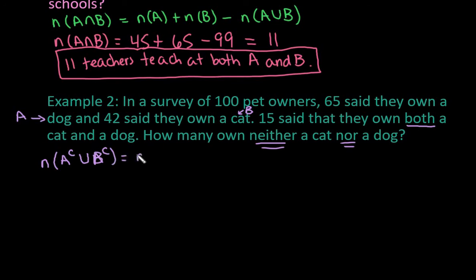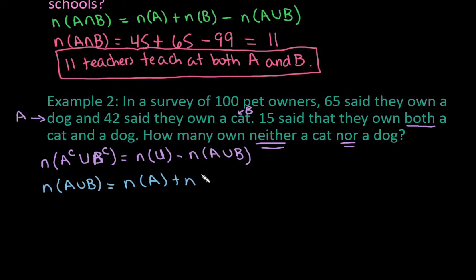is equal to the number surveyed, so that's our universal set, minus the number in A or B. So that's going to be the final step that we are going to do. But in order to do that, we first have to figure out how many are in either A or B. Okay, so that's going to be our first game plan. So remember that A or B is going to be the number in A plus the number in B minus the number that own both. Okay, so that's what we're going to do.